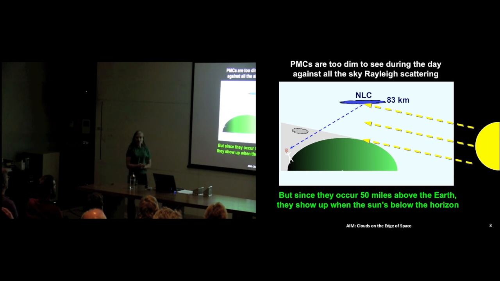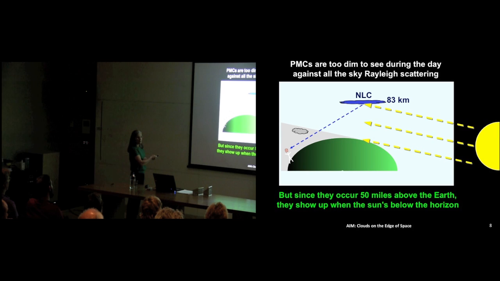It turns out that you can't just go outside in the middle of the day and see these clouds, even if you were near the polar regions where they would appear. They're very tenuous, very thin clouds, and they're too dim to be seen during the day because there's a lot of Rayleigh scattering, or just scattering of sunlight by air molecules in the sky closer to where we are. However, because they occur so high in the sky, if you are in darkness, the sun might still be lighting up the air in the mesosphere.